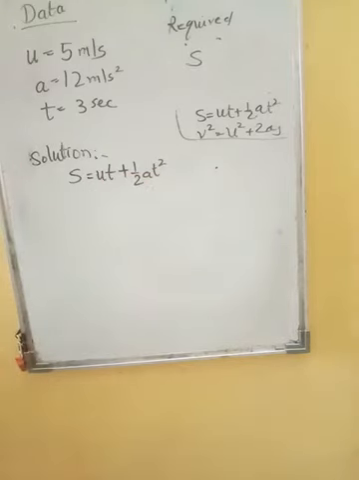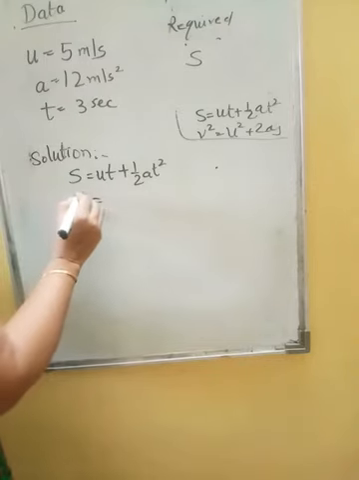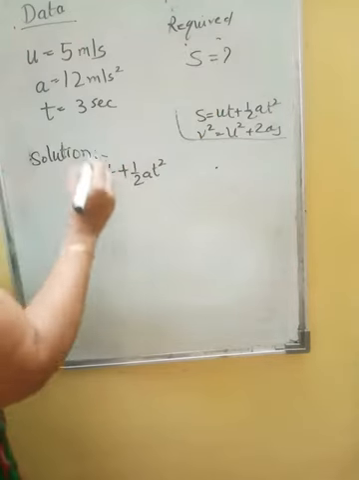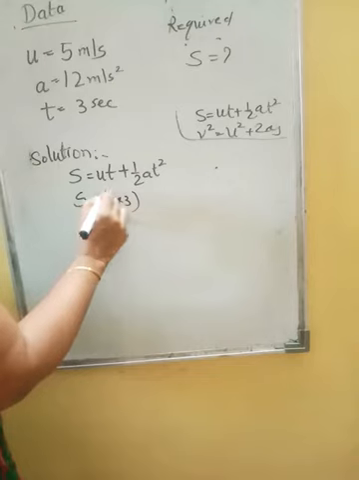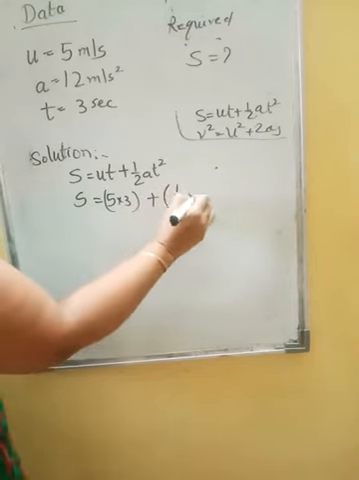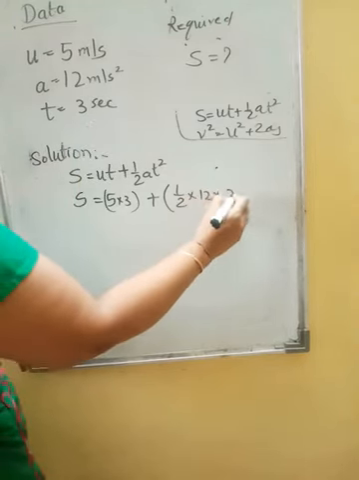So the first step is taking a decision and writing the formula which we will be using. In the second step, write down the things which are known to you. As we don't know S, we will put a question mark. U I have 5, T I have 3. So UT together, then plus half into A, which is 12, into 3 square.